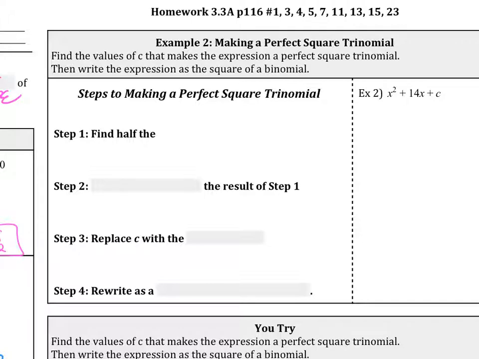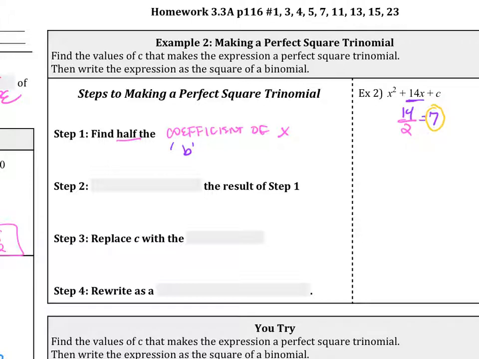We have x squared plus 14x plus c. So what we're going to do is find half of the coefficient of x. Okay, and that is our b value. It's the 14. So we're going to take 14 and divide it by 2. So whatever sign it is, it's positive 14. And so that's going to equal 7. So the next thing I'm going to do with that 7 is circle it. That'll be a nice important thing for us for later on.